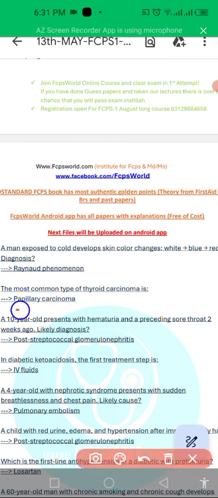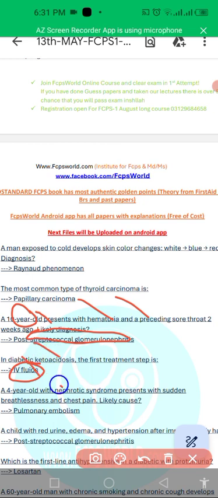A 10-year-old patient with hematuria and preceding sore throat, post-streptococcal glomerulonephritis is the diagnosis. Next one is ketoacidosis, IV fluid is the treatment. A patient with nephrotic syndrome presents with sudden breathlessness and chest pain, pulmonary embolism is the diagnosis.